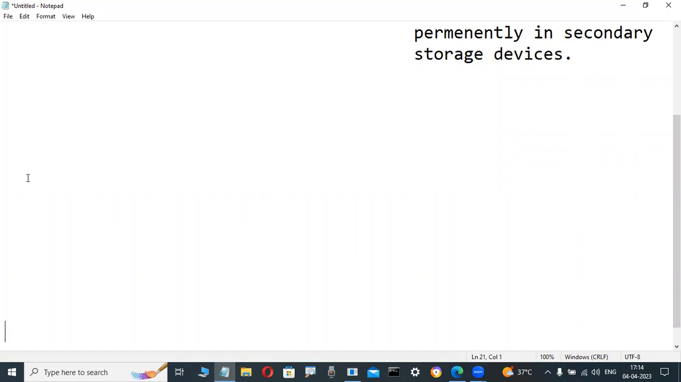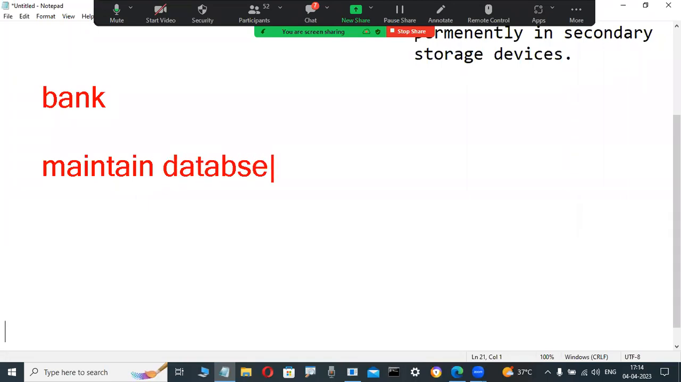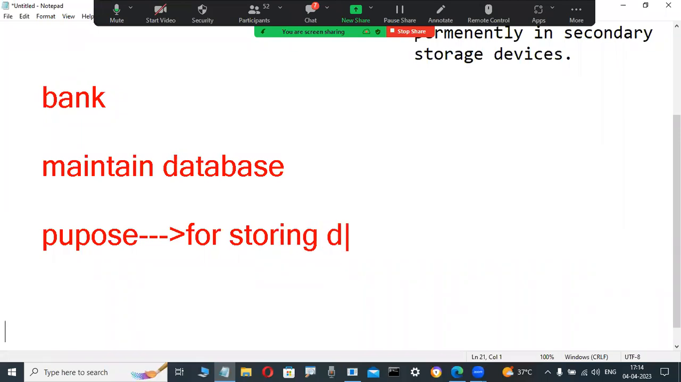Suppose, for example, you are a first-time newcomer, a non-technical person, and you take any organization. For example, take a bank. Banks maintain a database only. What is the purpose? They are storing data permanently. They maintain a database, either Oracle or SQL Server. What is the purpose? Banks maintain a database for storing day-to-day transactions. What day-to-day transactions mean, everyone knows.